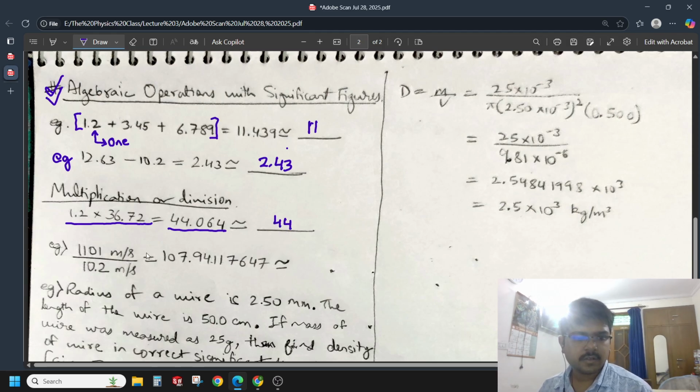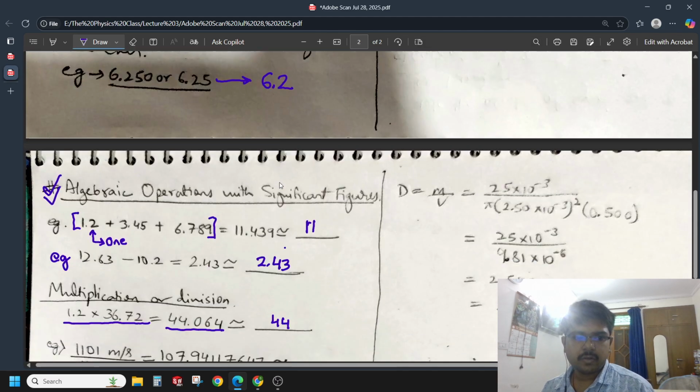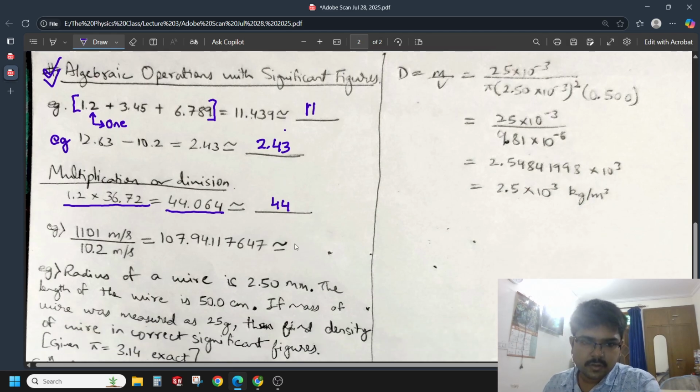Now in division we have 3 significant figures, so the answer will be 107, but this 9 is here, so it will make this 7 an 8. So we have to see that we are also rounding off the digits before we apply significant figures. So in this the answer is 108.